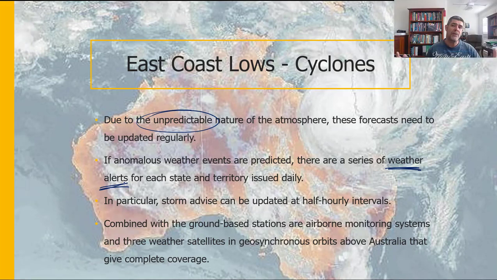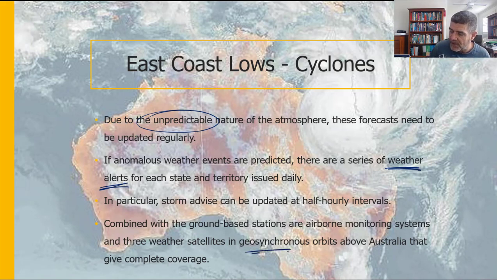So what we want to do, if we're going to be any good at trying to get some idea about these East Coast lows, when they're going to hit, how bad they're going to be, we need to combine ground-based stations, airborne monitoring systems, weather satellites, that are in geosynchronous orbit.